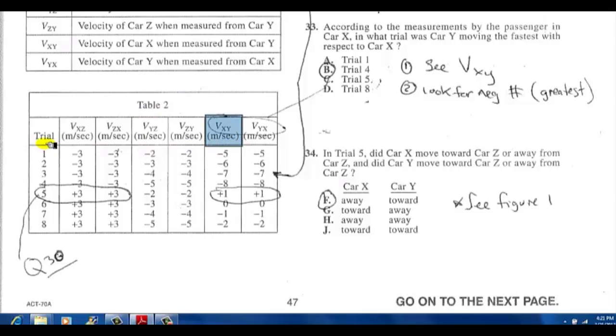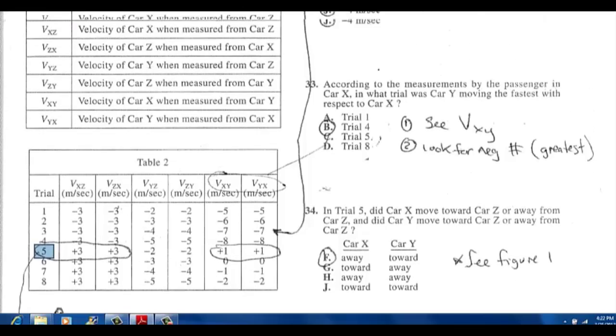If you look over here, here are the trials on the y-axis, 1 through 8. We're looking for a number that's positive. Negative, negative, negative, negative, positive. This is the only one that has a positive value for VXY. That means that car X is pulling away from car Y, which would increase the distance. This is the only trial. Then you look over and see what trial that is. It is trial 5. Very common question on ACT.